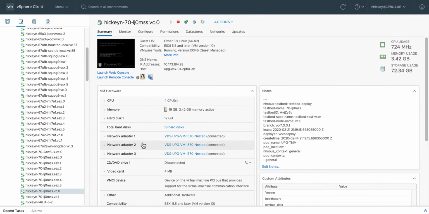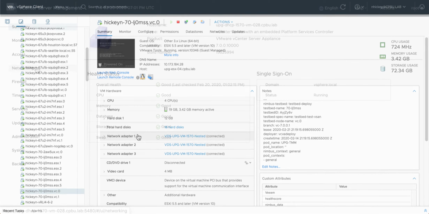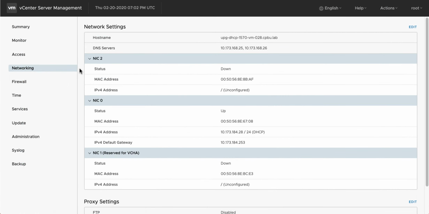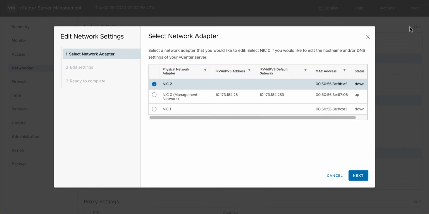Moving back over to the vCenter Server Management interface, we can quickly see the same 3 adapters are now added to the vCenter Server appliance. It is important to note that NIC1 will always be reserved for vCenter HA or vCHA, even if not configured.